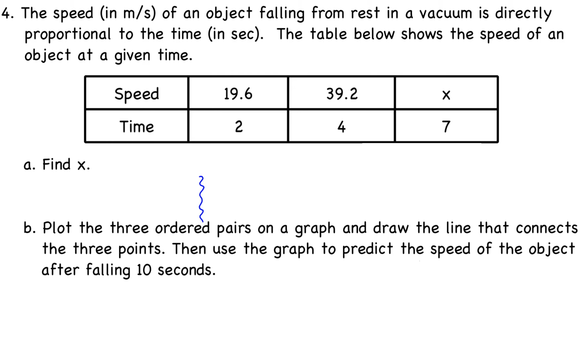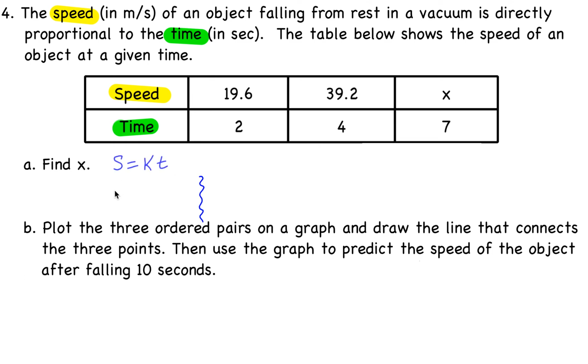All right, on this slide, it says the speed in meters per second of an object falling from rest in a vacuum is directly proportional to the time. So our two variables here, the speed varies directly with time, right? So those are our two variables. So here is time down here, and then we have our speed column up here. So our task is, the table shows speed and time. We want to find out what x is. So what is the speed if the time is 7?